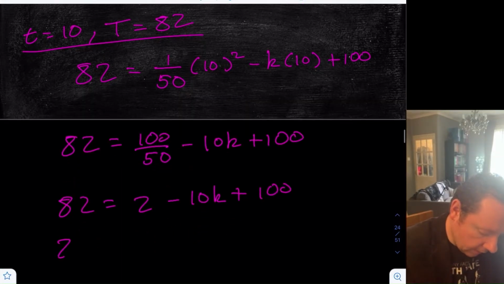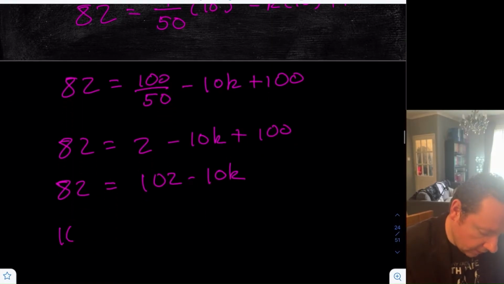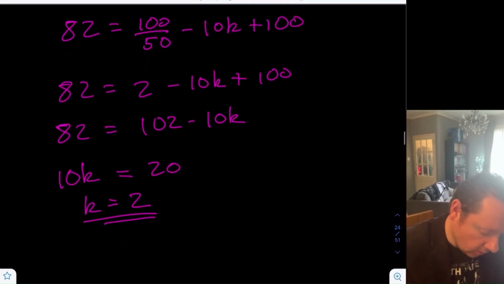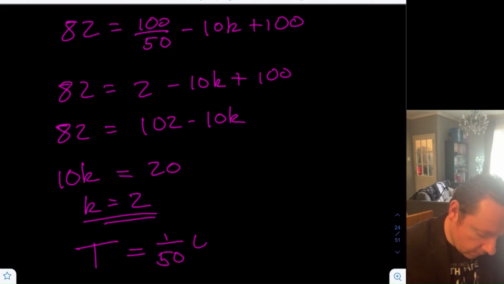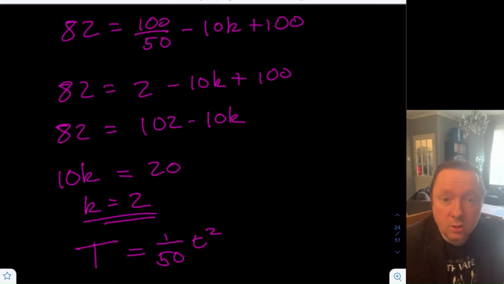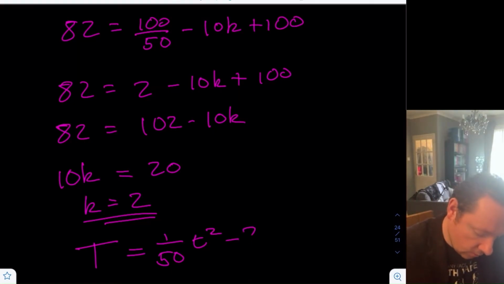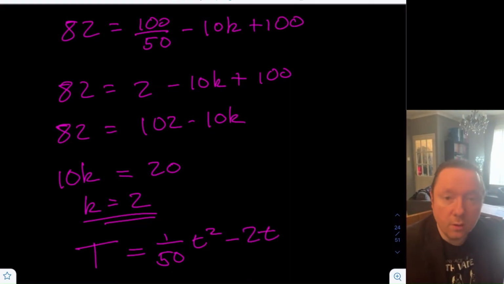So you get 82 is 102 minus 10k. Moving the 10k over to this side to make it positive. That is 102 minus 82 is 20. So k is 20 over 10, which is 2. So our final answer is just T is equal to 1/50th of t squared minus 2t, because k is 2, then plus 100.